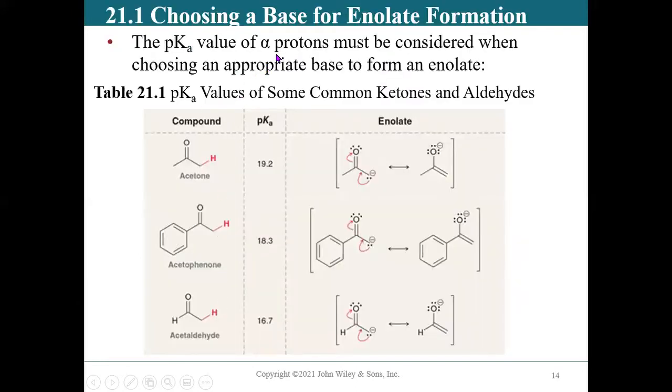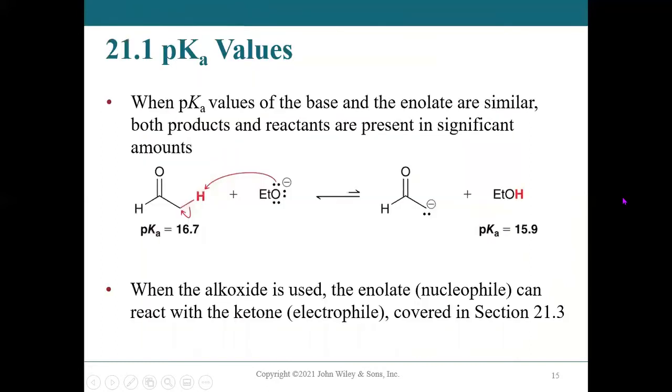The pKa value of the alpha proton must be considered when choosing the appropriate base to form the enolate. Here are a few pKa values for the alpha proton: acetone 19.2, acetophenone 18.3, and acetaldehyde 16.7. This column shows how we see the structure of the resulting enolate, or the conjugate base. They can be stabilized by resonance. So here are the resonance structures.